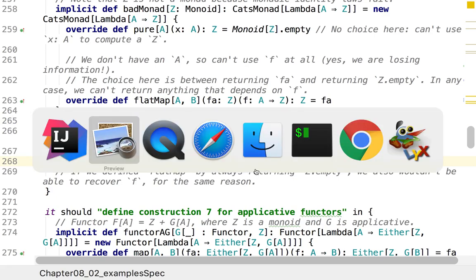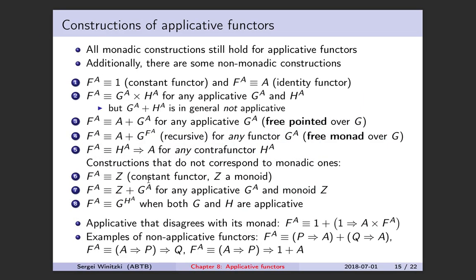So the only constant functor that is a monad is this functor, is the unit. Because then you're losing information, but there's no information to lose. There's only the unit value. There's nothing else that you could possibly return, and so you aren't actually losing any information because there wasn't any information to lose to begin with. So for this reason, this is a construction that does not correspond to a monadic construction.